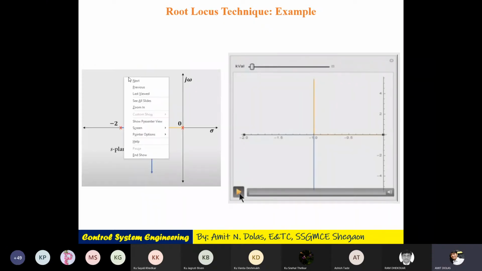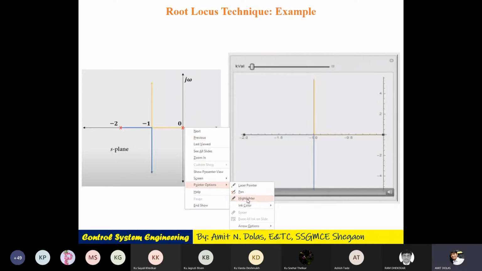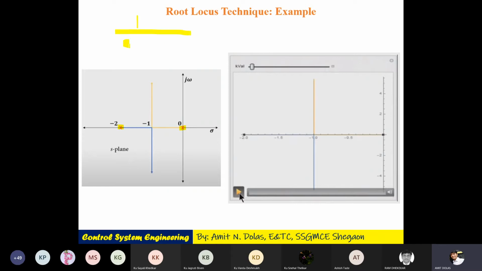Okay, now you can see one of the examples here. There are two poles here. One pole is at 0 and another pole is at minus 2. Minus a is nothing but minus 2. This has a transfer function like 1 over s into s plus 2. Here 2 is nothing but a. So if the value of k is 0, then your S2 will be at minus 2, and S1 will be at 0.